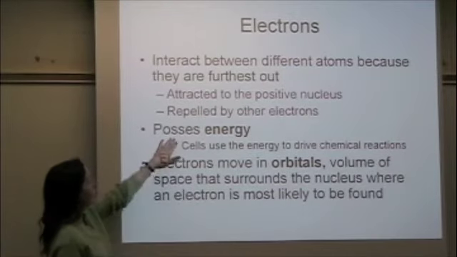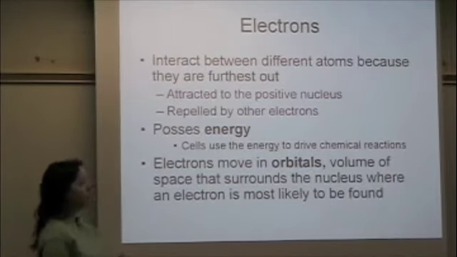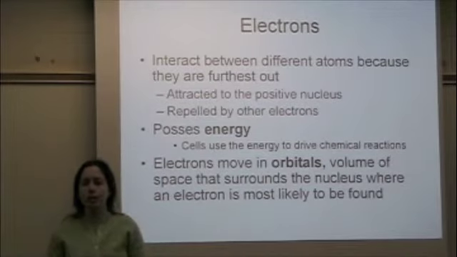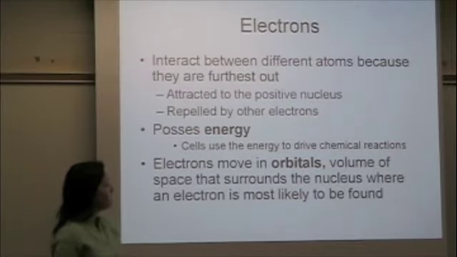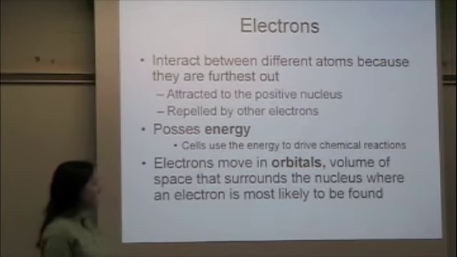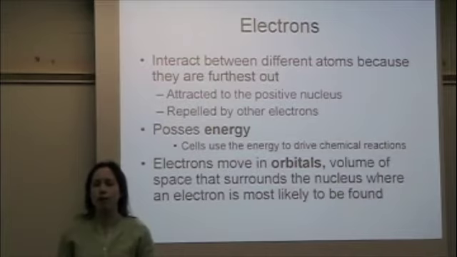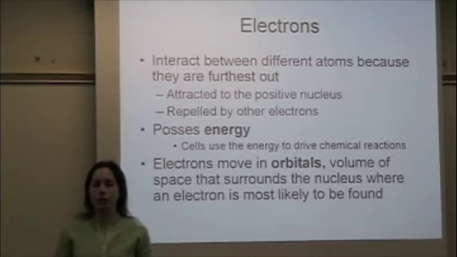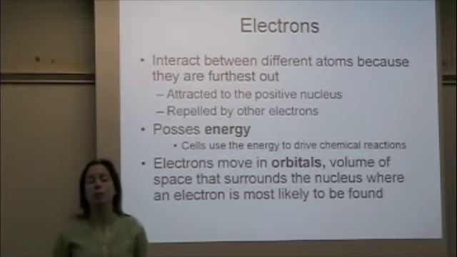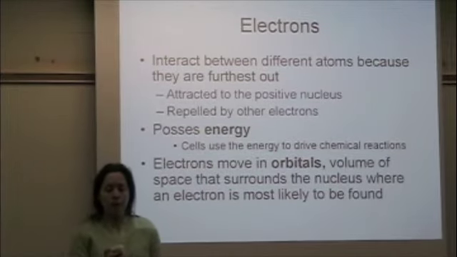Electrons also possess energy, and it's the energy that is inherent in the electrons that causes reactions to occur between different atoms, making compounds like carbon dioxide or water. Electrons, like I said, move in these orbitals, a volume of space that surrounds the nucleus where the electron is most likely to be found at any given point in time. We're never 100% sure where that electron is, but we can say it's somewhere within this space.